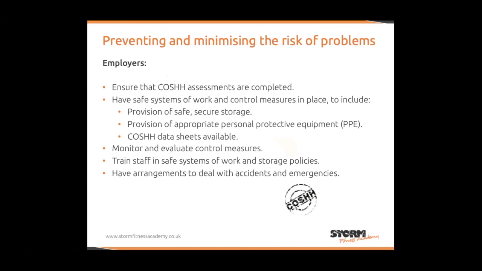Now, employers, if they want to prevent and minimize the risk of problems, will follow certain procedures. For example, they need to make sure that they carry out their COSHH assessments. They need to have safe systems of work and control measures in place, to include provision of safe, secure storage, provision of appropriate personal protective equipment, COSHH data sheets, and they need to monitor and evaluate control measures, train staff in safe systems of work and storage policies, have arrangements to deal with accidents and emergencies.